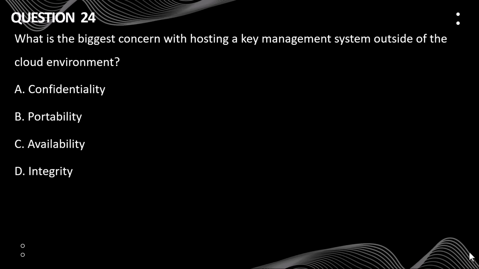If we look at the options, portability refers to the ease of moving systems between environments. Availability concerns the uptime and accessibility of systems and services, while integrity ensures that the data remains unchanged. So for this particular question, we are going to be going with option A, confidentiality. When a key management system is being hosted outside of the cloud environment, there's a risk of unauthorized users gaining access to that key, which could pose a risk to the information contained in it.